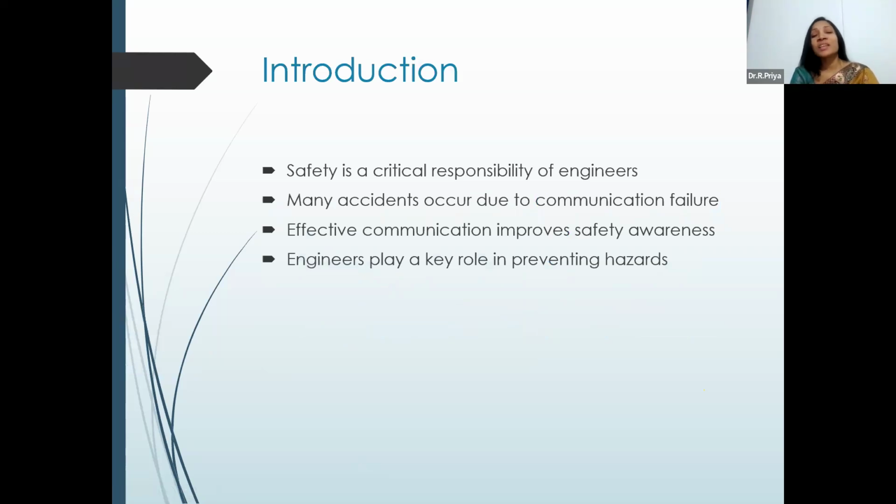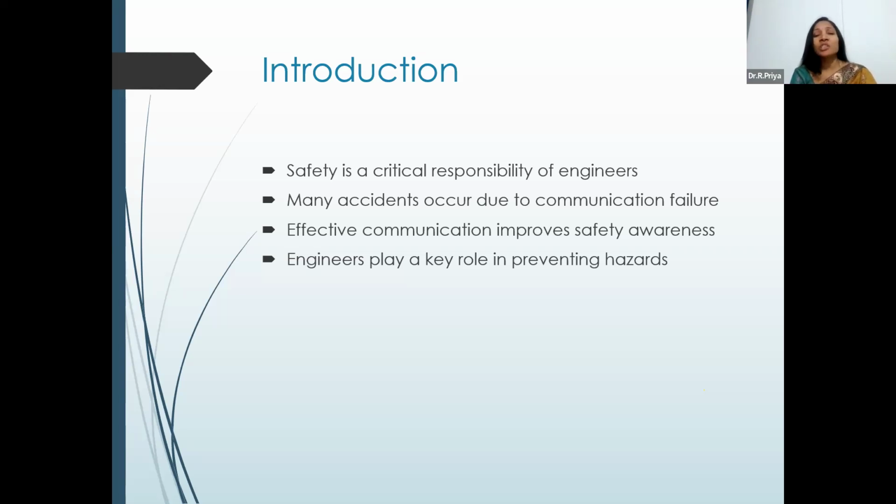It's the introduction. Safety is a critical responsibility of engineers. So we will see why communication is essential and how engineers play a key role in preventing hazards. Safety is a critical responsibility of engineers. Everyone should agree, right?